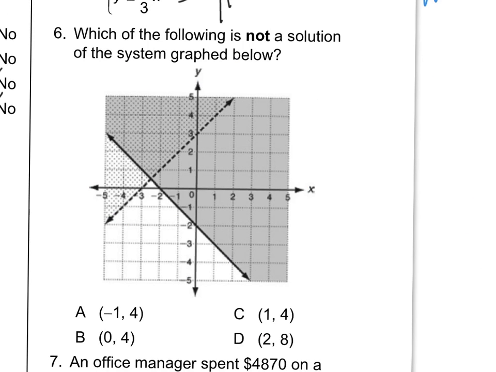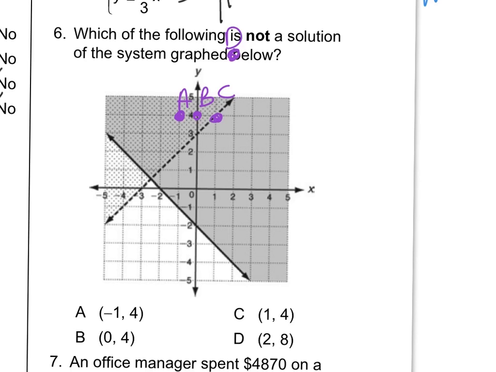All right, question 6 is asking which is not a solution. So I'm just going to go through and graph and show you -1, 4. All right, there's A. B is at 0, 4, which means I don't go over any, and I go up 4. That's B. C is at 1, 4. And D is at 2, 8. Now, D is kind of up here off the graph.